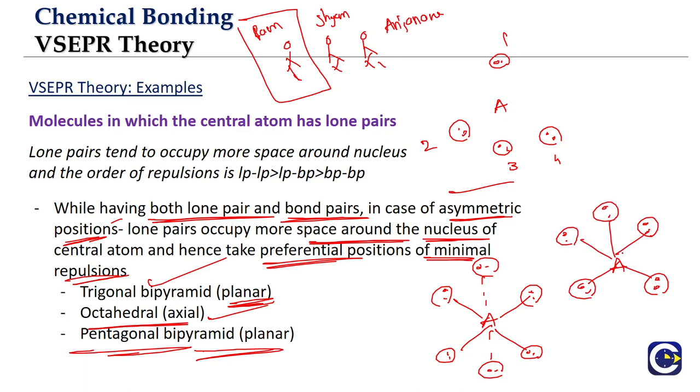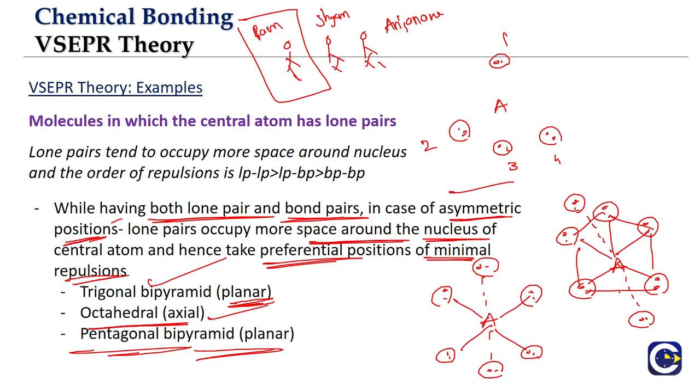Okay, and of course one position will be above the plane. I am indicating this with the dotted line. One is below the plane. So we'll have what is this called as pentagonal bipyramidal. Okay, so this is about the preferential position for the lone pairs.